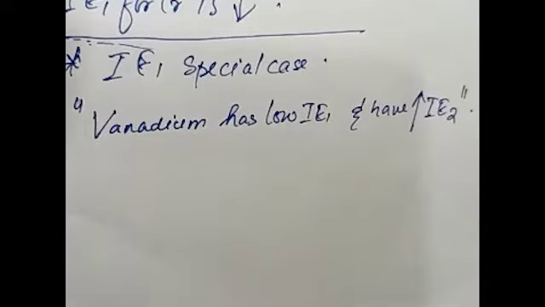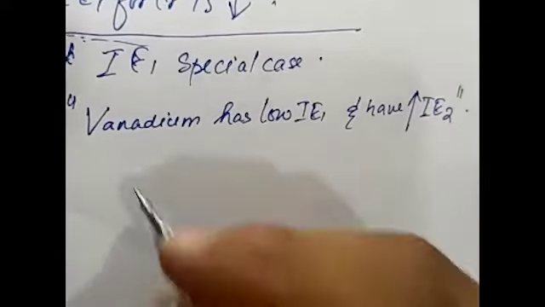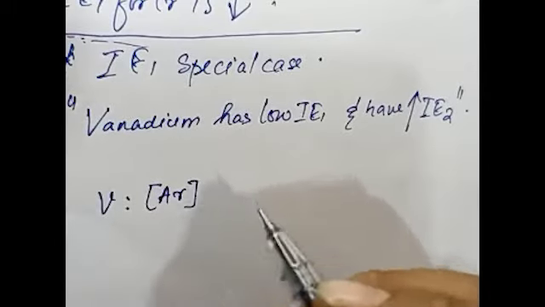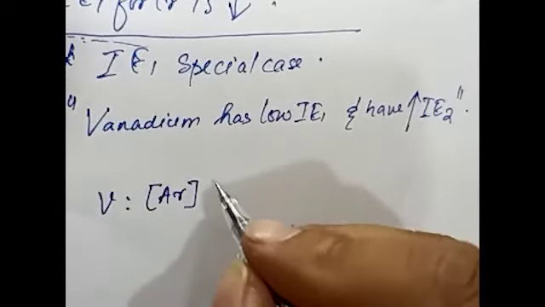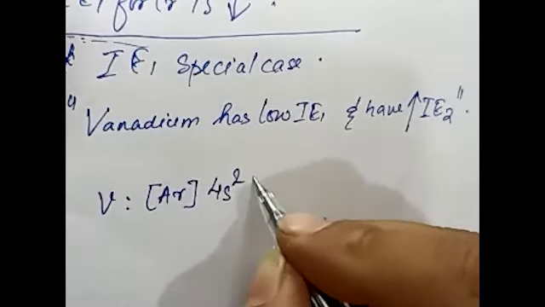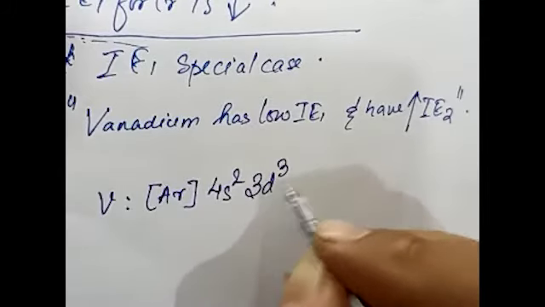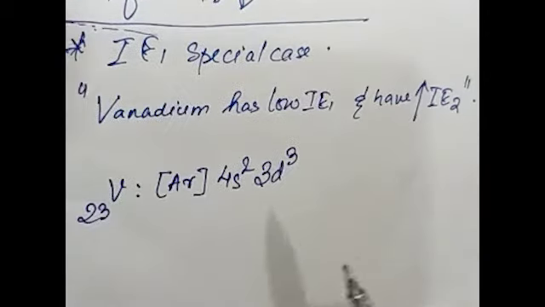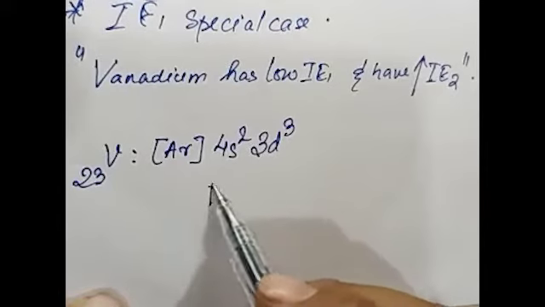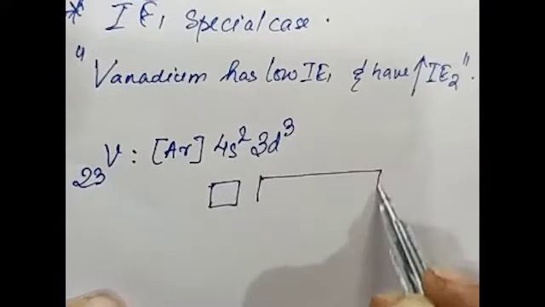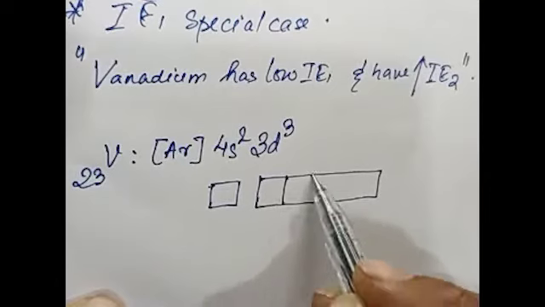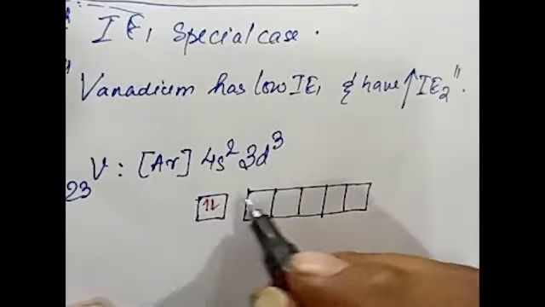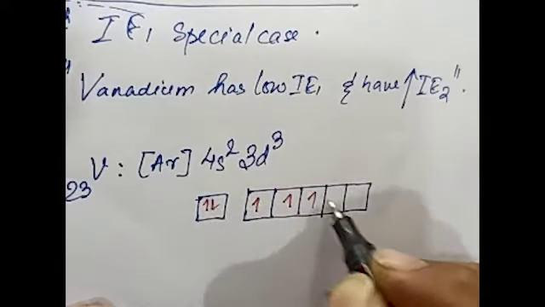What is the reason behind that? The reason being, vanadium V is argon 4s2 3d3, because the atomic number is 23. Something special happens. What happens? 4s2 is there and 3d3 is there, right? 1, 2, 3, 4, 5. So it has 4s2 3d3.